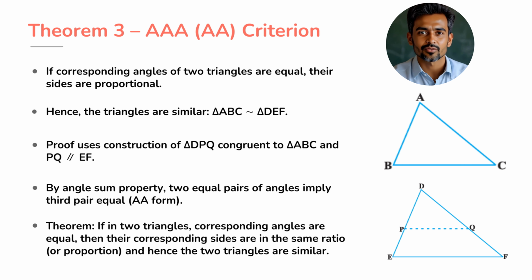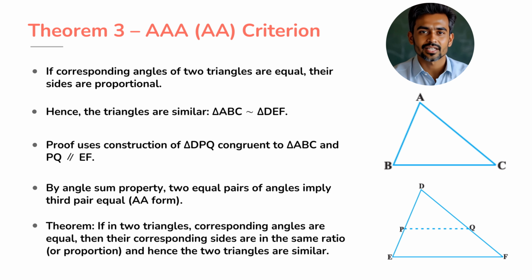For example, if we have triangle ABC and triangle DEF, we can write this as delta ABC is similar to delta DEF. The key idea here is that the corresponding sides of the triangles will follow a proportional relationship. Now, how do we prove this? The proof uses a construction of triangle DPQ that is congruent to triangle ABC, and we also know that PQ is parallel to EF. This construction shows that the corresponding sides of the two triangles are proportional.